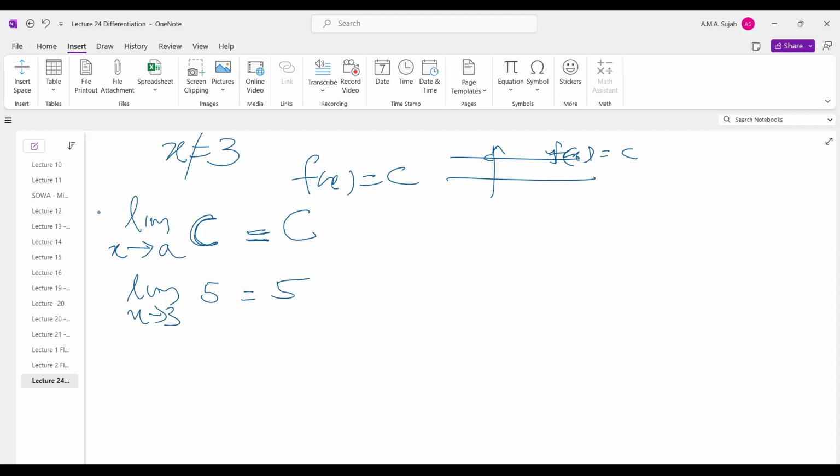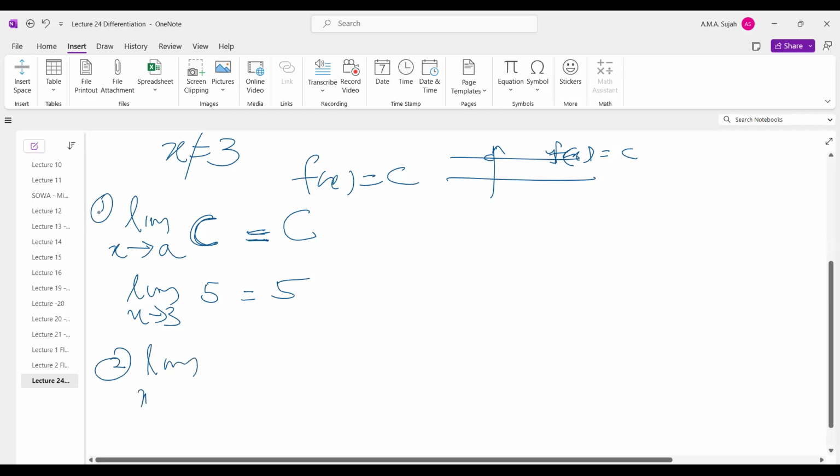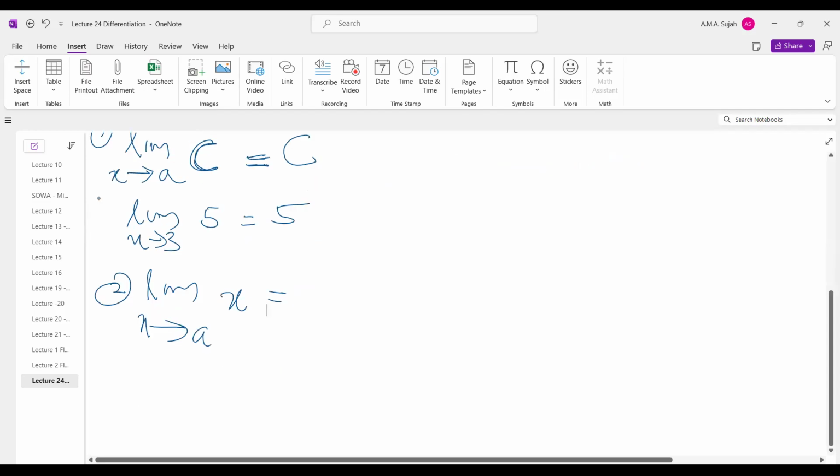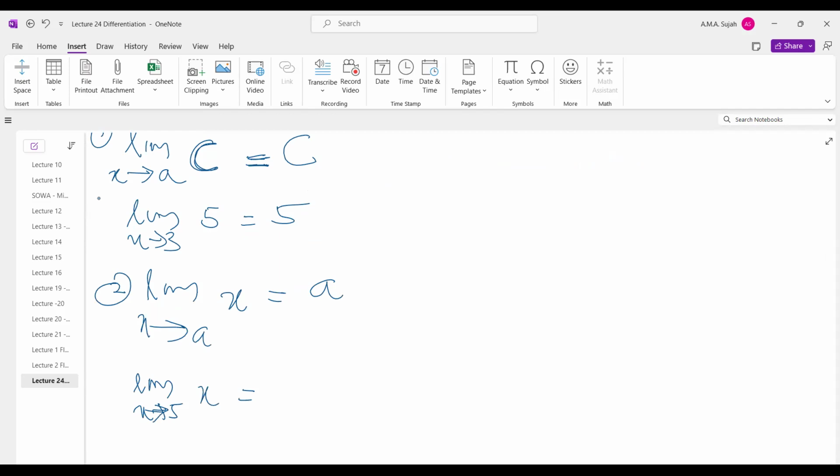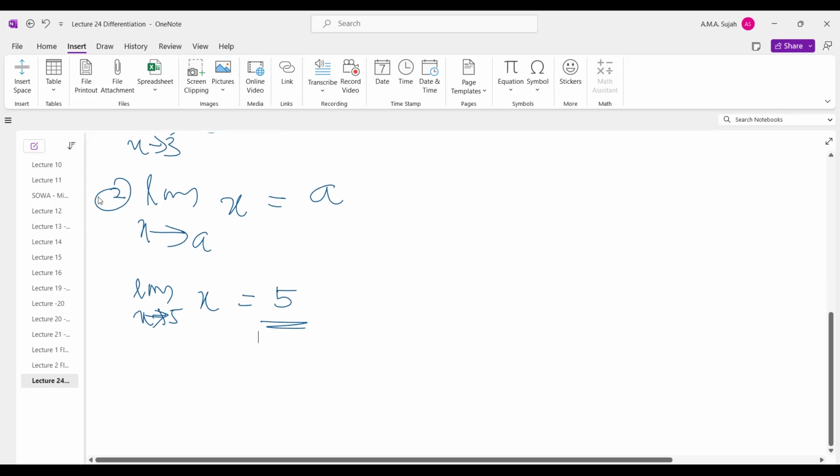This is the first rule. The second rule we discussed: limit as x approaches a of x. We need to replace x with the value of a. For example, limit as x approaches 5 of x: if f of x is equal to x, we can put the limit value as 5. It means if x approaches 5, the function f of x takes the value 5. So that's the second rule.